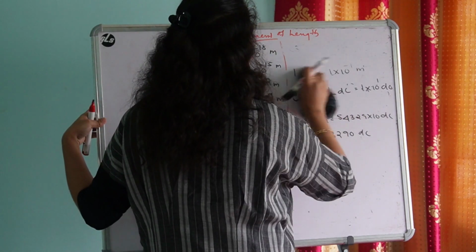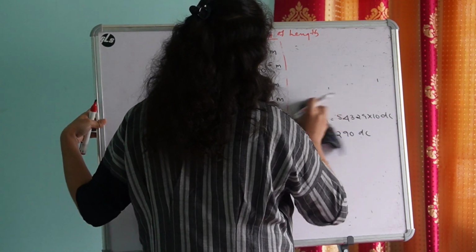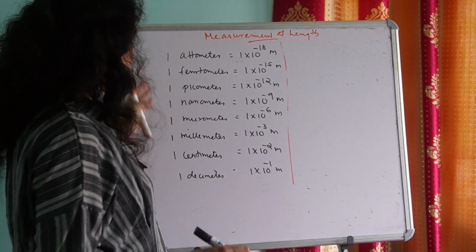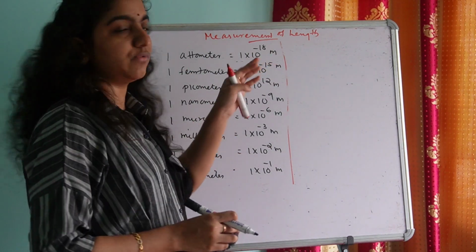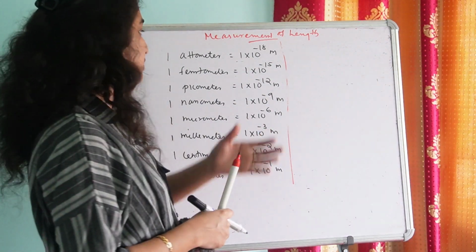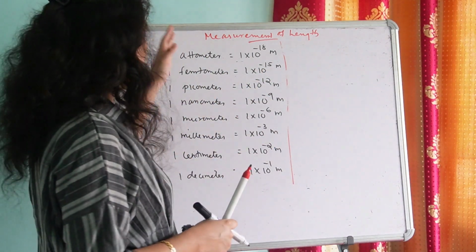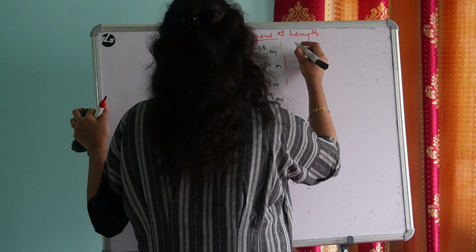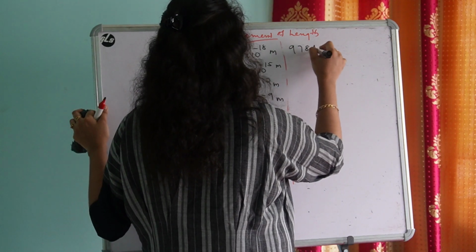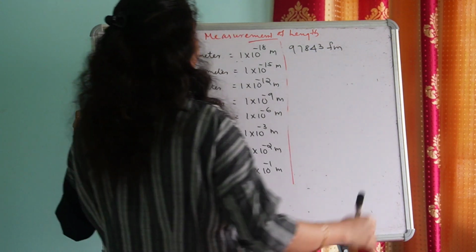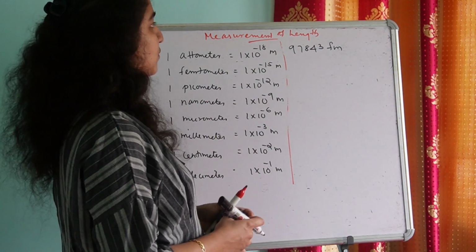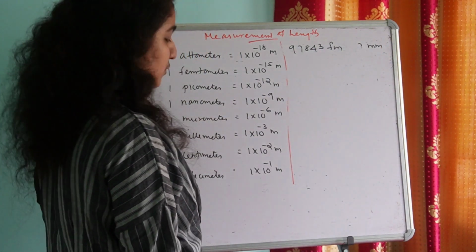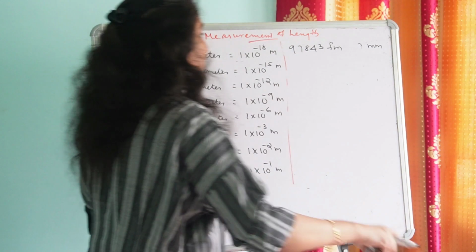So in these four examples we discussed, the values were either given in any of these units, and you are asked to find the value in meter, or just the reverse, the values were given in meter and you were asked to find the values in these units, isn't it? Suppose you are given the value in 97843 femtometer and you are asked to find the value in millimeter.